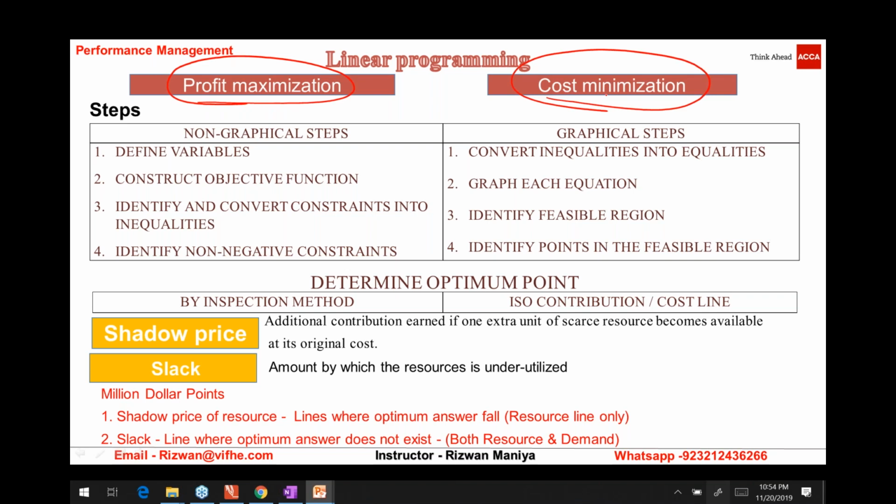There are general steps. Define variables, and these variables basically are your products. Objective function is based on your contribution or your cost. It all depends whether it's profit maximization or cost minimization. Constraint means limiting factors.